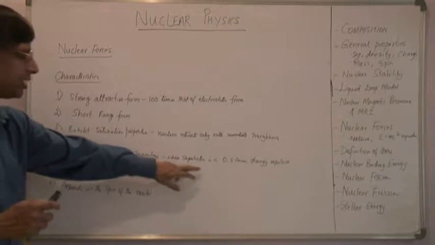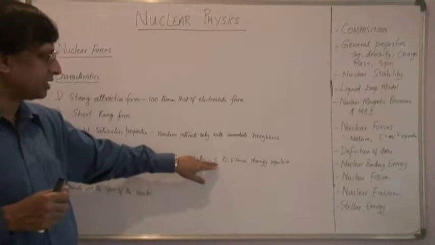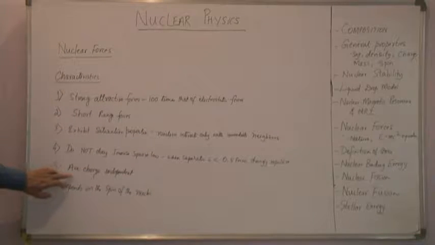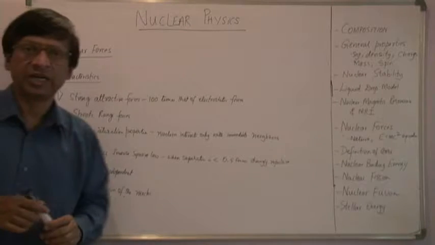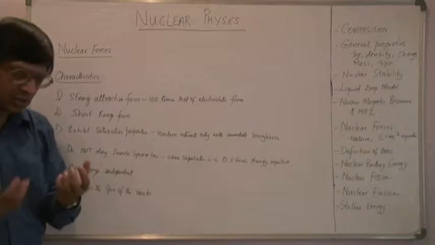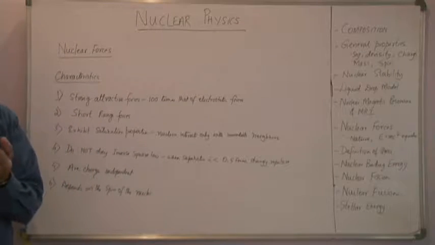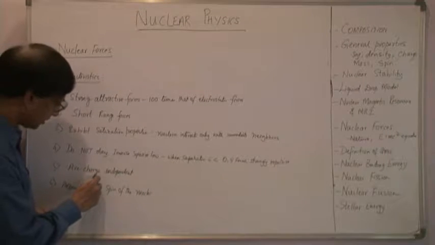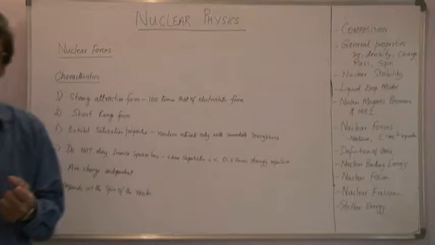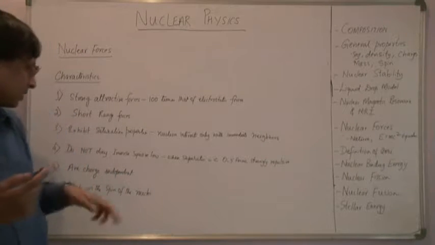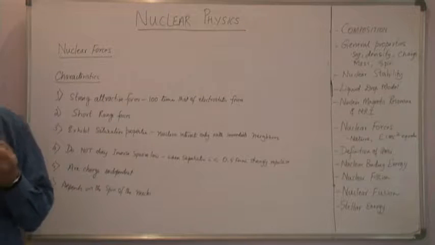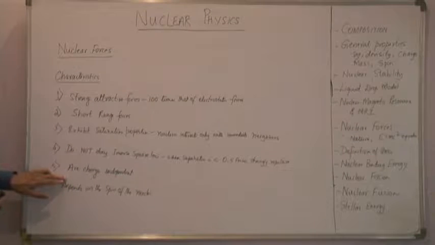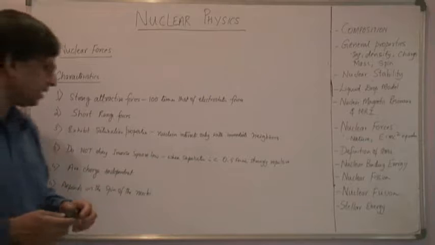When separation is greater than 0.5, they are attractive in nature, but when it is less than 0.5, the particles repel one another. And the next point, which is pretty important, is that the nuclear forces are charge independent. As an example, the nuclear force between a proton and a proton is the same as the force that exists between a neutron and a proton, or for that matter, a neutron and a neutron. The force between a neutron and a neutron is the same as the force between a neutron and a proton, or that between a proton and a proton.